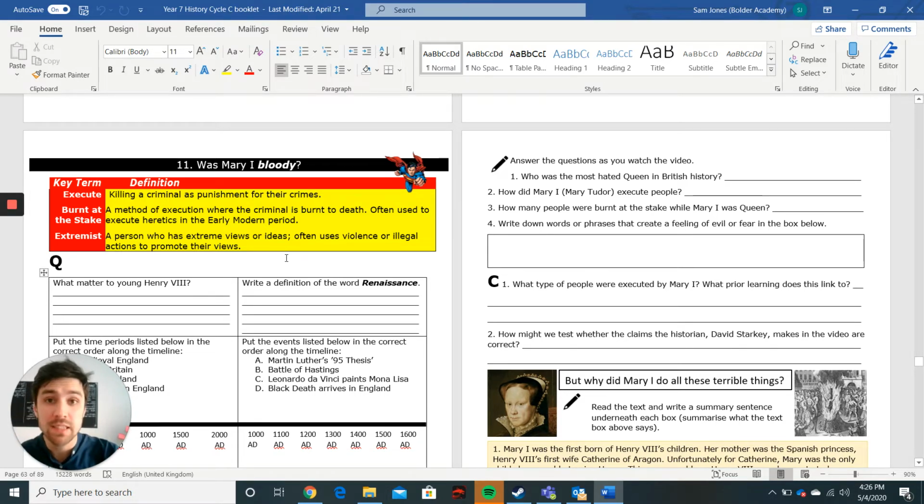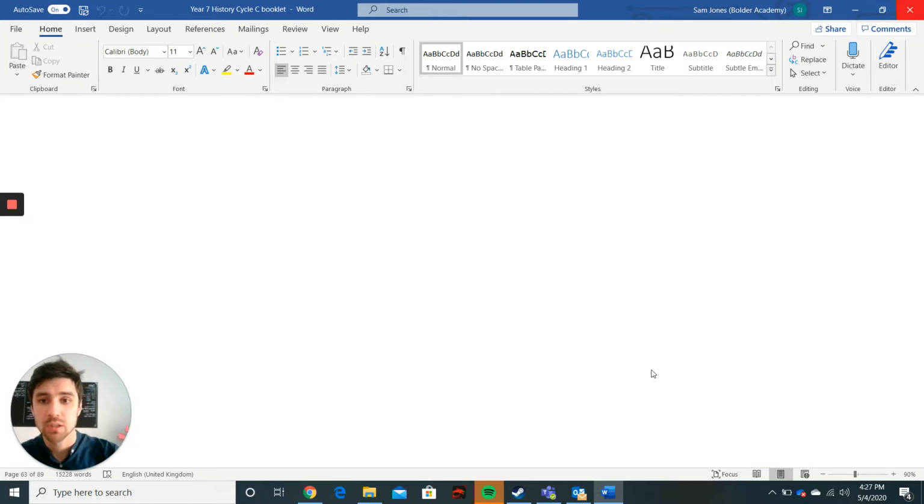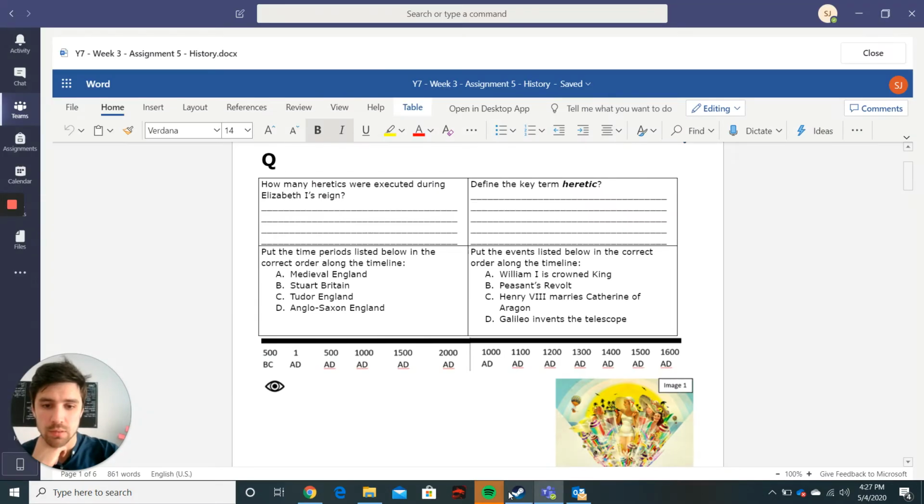A heretic is very similar to that, with the addition that someone else might think that a heretic goes against their religion. So, for example, Mary the First thought that Protestants were heretics because they were not Catholic. Okay? So someone who goes against the religion. So, there we go. How many heretics were executed during Elizabeth's reign? You can get that from the previous lesson. You can find that yourself. And a key term for the word heretic I've just said.